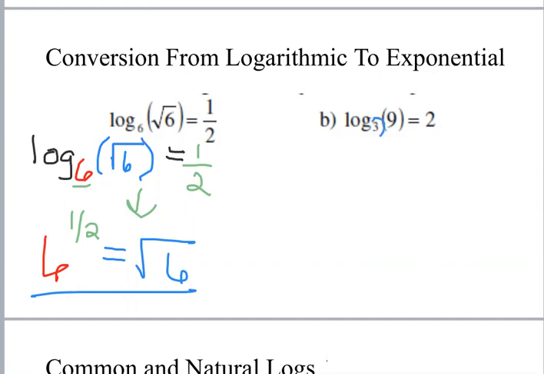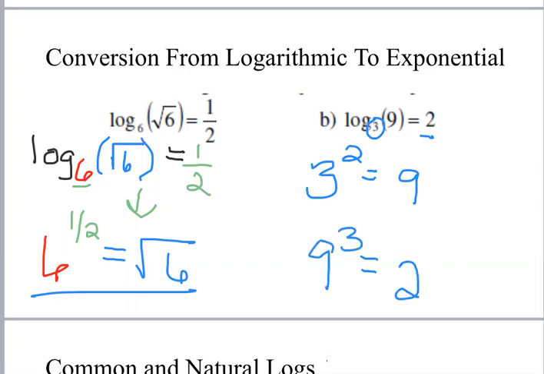So then this piece becomes the base. 3 squared equals 9. And we've converted it. If it doesn't make sense, kind of think back. If you wrote it the wrong way and you wrote 9 cubed equals 2, well, that doesn't make sense. So make sure at the end that what you're writing does make mathematical sense. Okay.